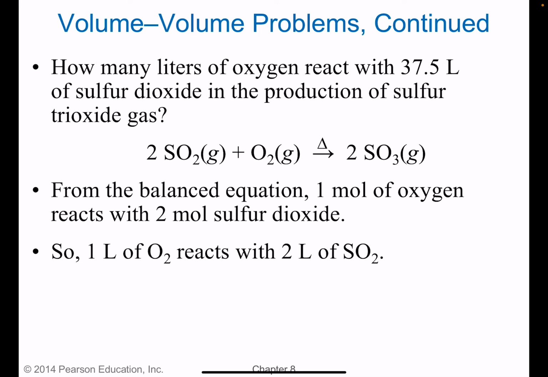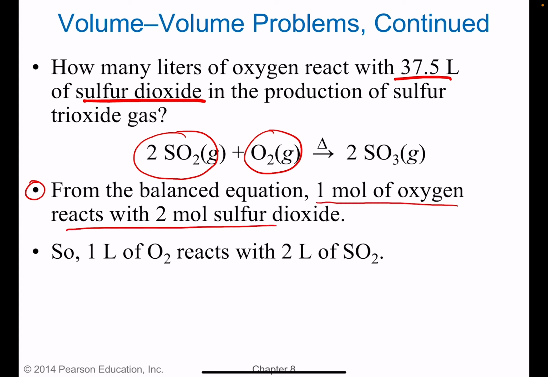So here's an example that says how many liters of oxygen react with 37.5 liters of sulfur dioxide in the production of sulfur trioxide gas. So they're asking about liters of oxygen, and we're starting off with 37.5 liters of SO2. Paying close attention to the molar ratio, that's what they're doing here. From the balanced equation, 1 mole of oxygen reacts with 2 moles of sulfur dioxide, so they react in a 1 to 2 ratio.